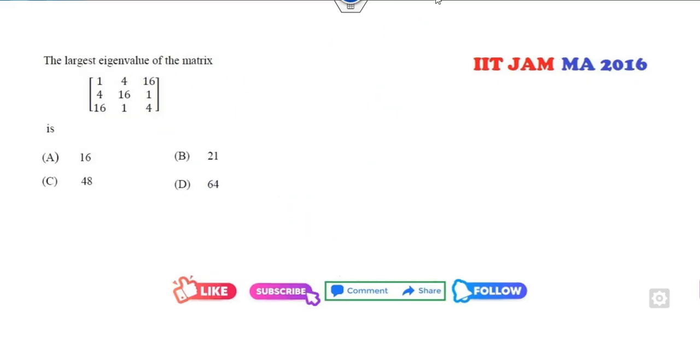Okay, the largest eigenvalue of the matrix. Fine. The largest eigenvalue. It is a 3 cross 3 matrix, so it has 3 eigenvalues. So what is the sum of the eigenvalues? Can you find these values? That is nothing but the trace of the matrix. Fine. So the trace will be 21.